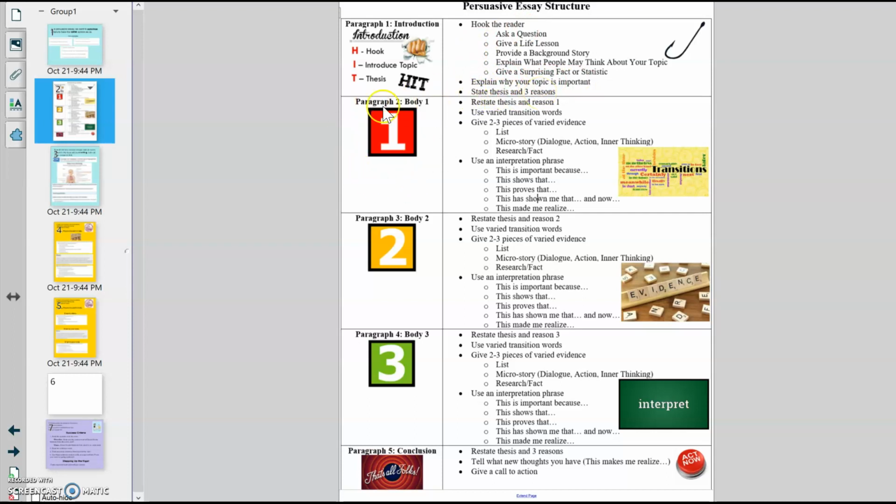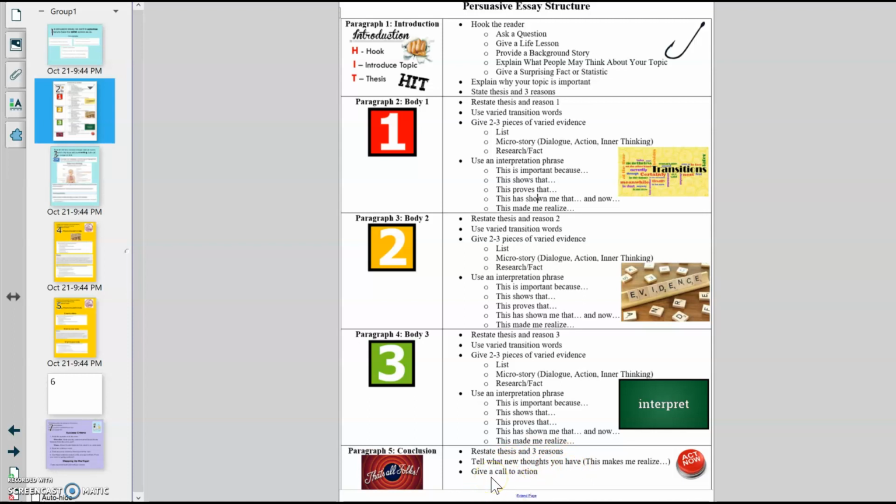Body paragraph 1 is going to be all about reason 1, and you're going to give evidence that could be a list, a microstory, or research, or a fact. Body paragraph 2 is all about reason 2. Body paragraph 3, all about reason 3. And in your conclusion, you should restate your thesis and 3 reasons, tell what new thoughts you have, and you can give a call to action.